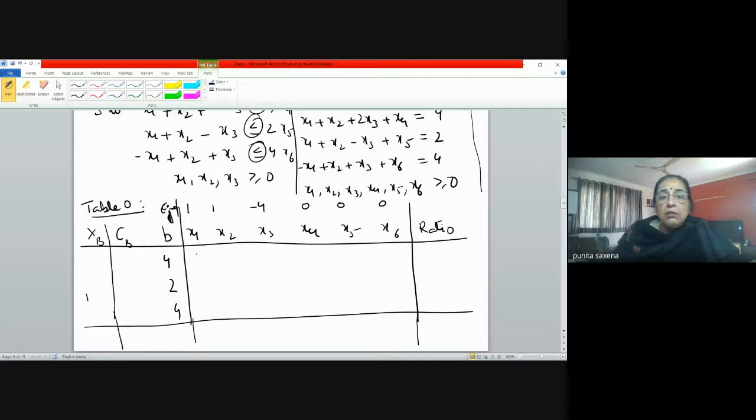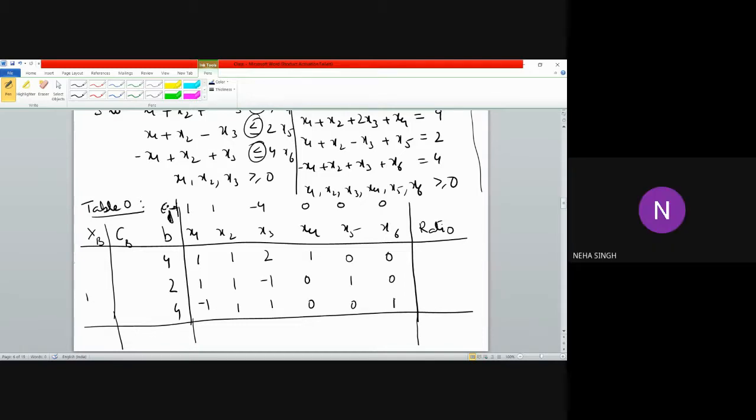Okay. So now I'm doing it column wise. If I'm making any mistake, please tell me. So it will be 1, 1, minus 1. x2 means 1, 1, 1. x3 will mean 2, minus 1, 1. Now see, x4 is present only in the first constraint. So it will be 1, 0, 0. x5, 0, 1, 0. x6, 0, 0, 1. Is this clear? Yes, ma'am. Okay.